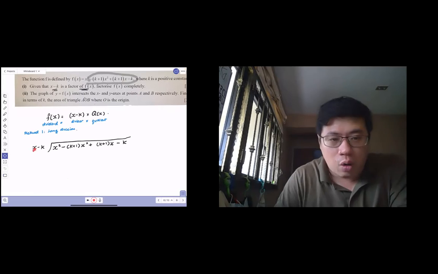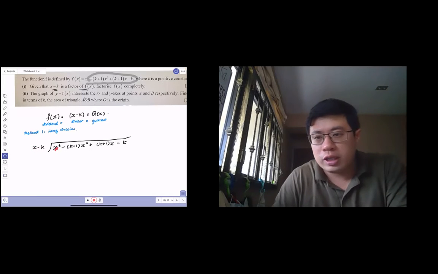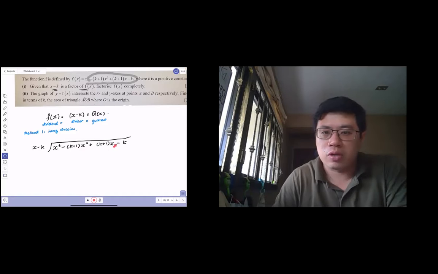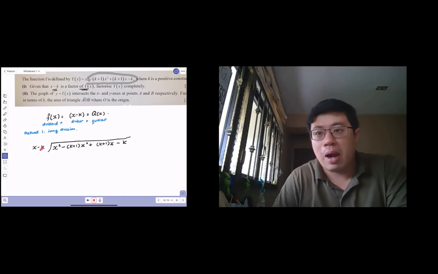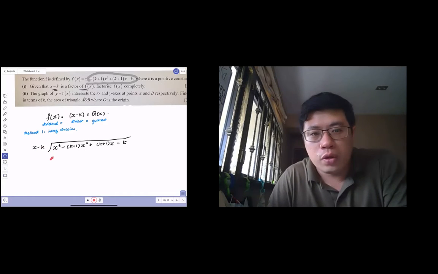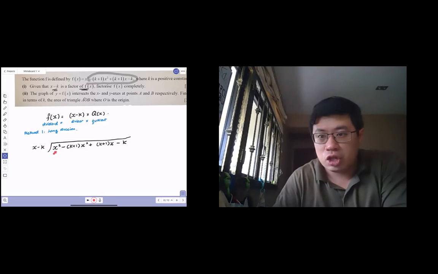Always remember when you do long division, always write the terms in decreasing powers: x cubed, followed by x squared, followed by x, followed by the constant. Similarly for the divisor, always write it in decreasing powers. Always align the highest power to the highest power when you are doing the cancellation. Our objective is always to knock out the highest power in each step.